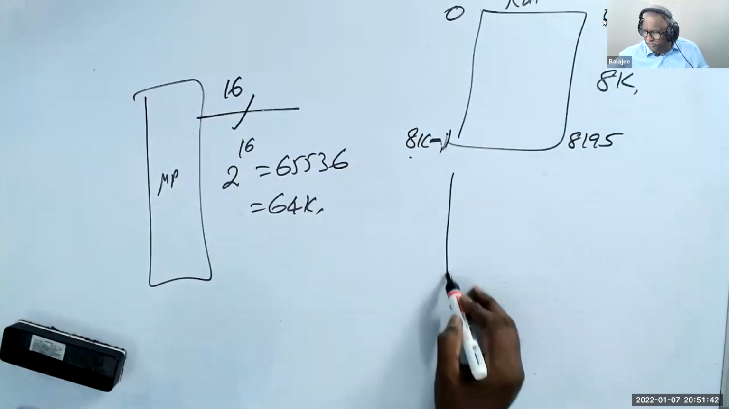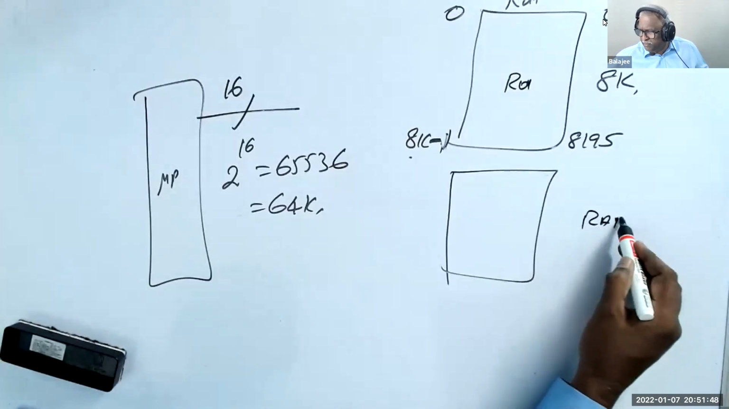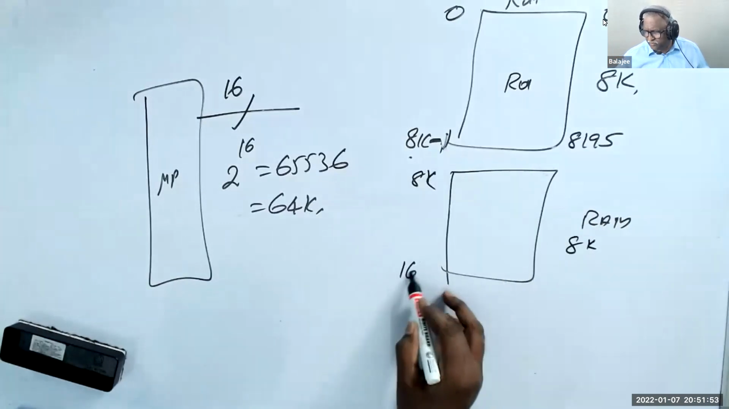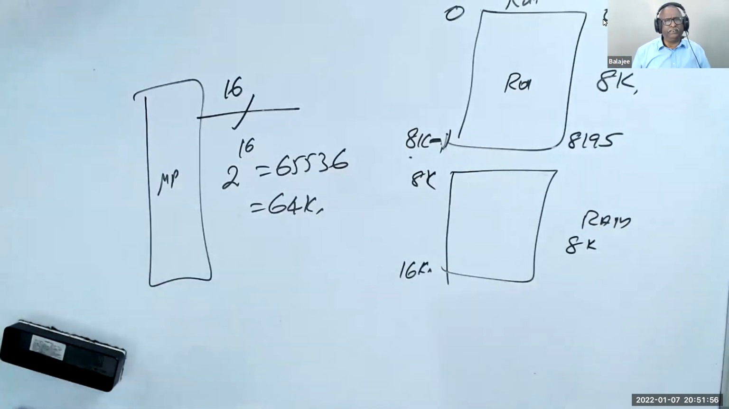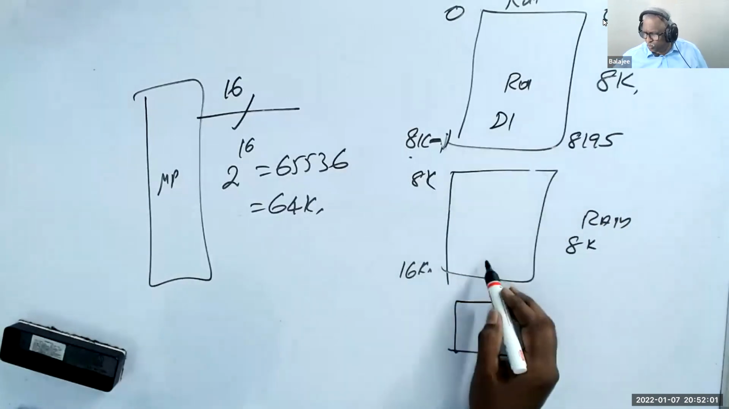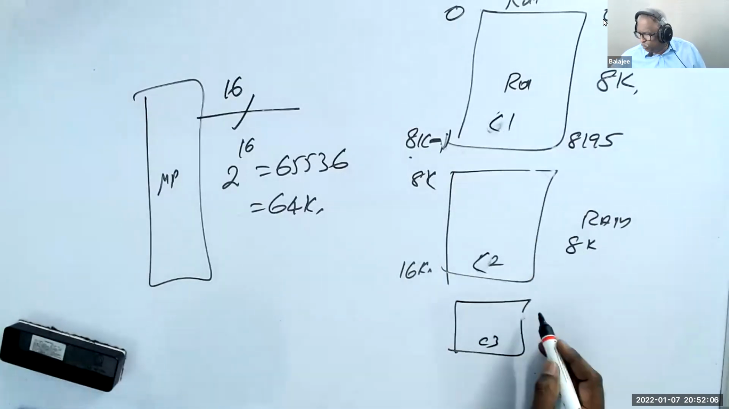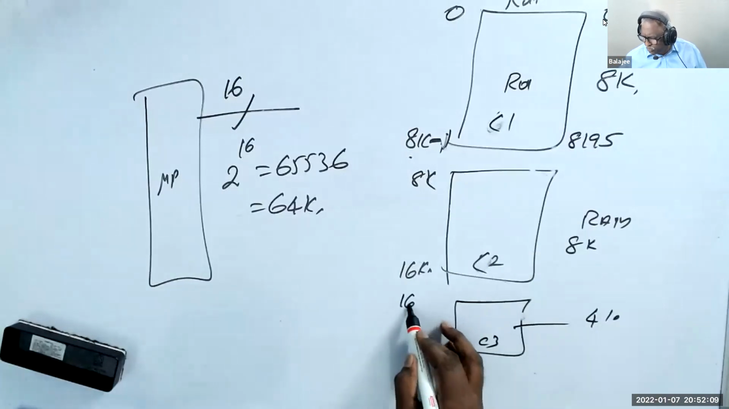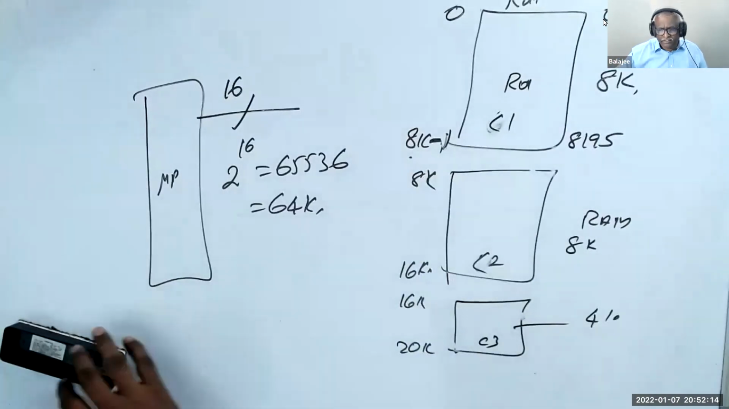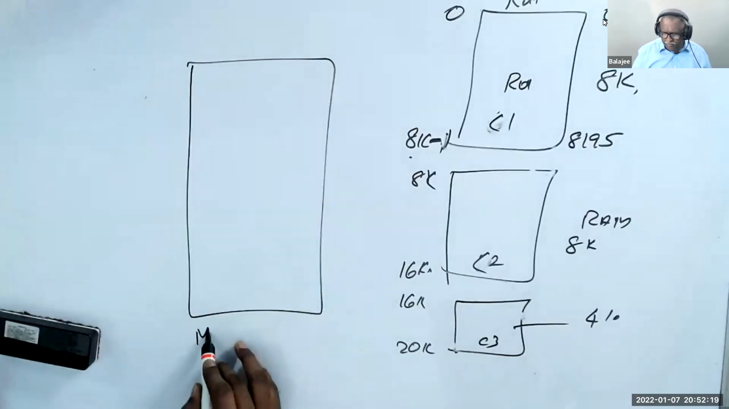Now, I have a RAM. The RAM has another 8K. So I start from 8K to 16K. Understand? Now I have one more chip. So I have chip 1, chip 2, and chip 3. Chip 3 has 4K. It starts from 16K to 20K. Same as what you do in a notebook. This is called a memory map.